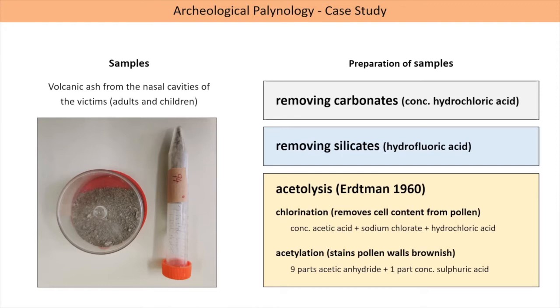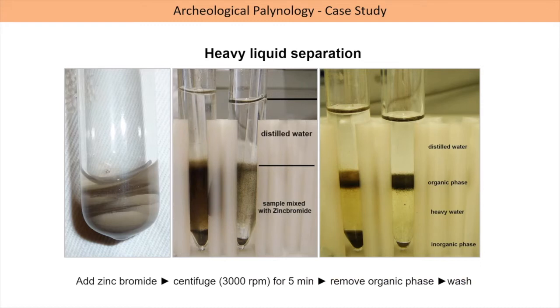Our samples were boiled in concentrated hydrochloric acid for 10 minutes, followed by hydrofluoric acid for 5 minutes, and again in hydrochloric acid for about 5 minutes. Afterwards we acetylized the samples for 5 minutes. A heavy liquid separation using zinc bromide was made to remove the mineral content, as you can see here in these layers from the sample. All the darker layers are our organic fraction.